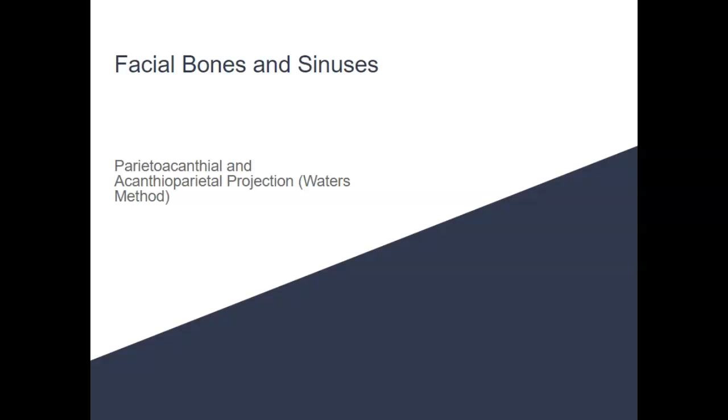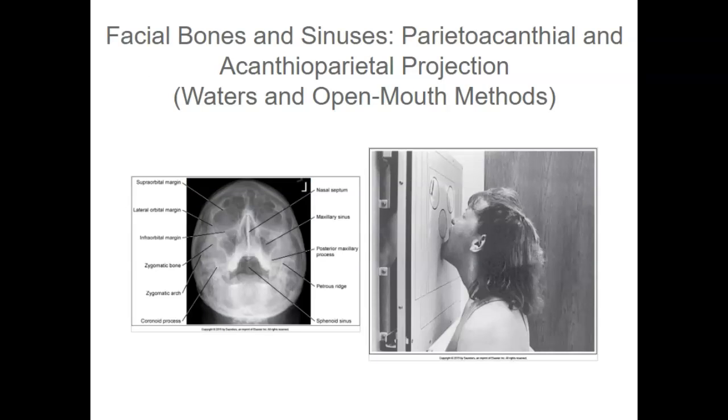In this presentation, we will review facial bones and sinuses, the parieto-acanthial and acanthoparietal projections, the Waters method. Image analysis guidelines for the Waters and open mouth Waters method state that distances from the lateral orbital margin to the lateral cranial cortices on both sides should be equal.